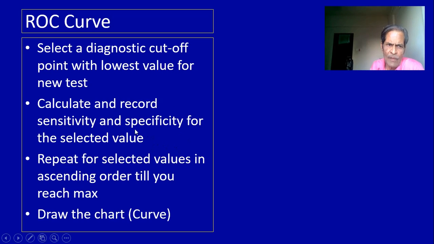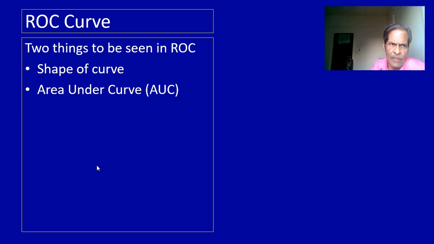We have the sensitivity and specificity for the lowest value, we have the sensitivity and the specificity for the highest value, and we have the sensitivities and specificities for the intermediate values. Then we draw the chart. How do we draw the chart?